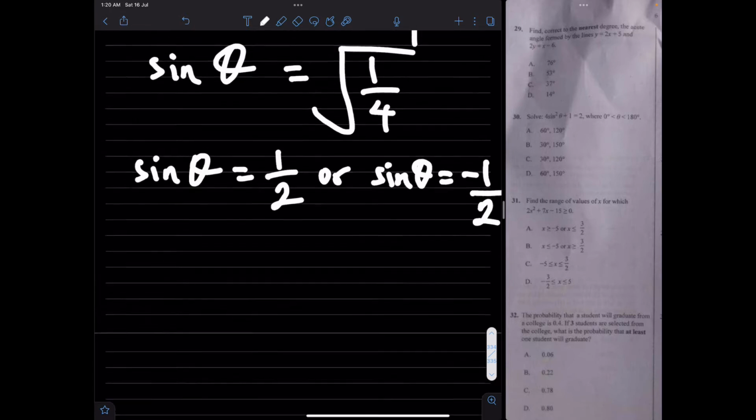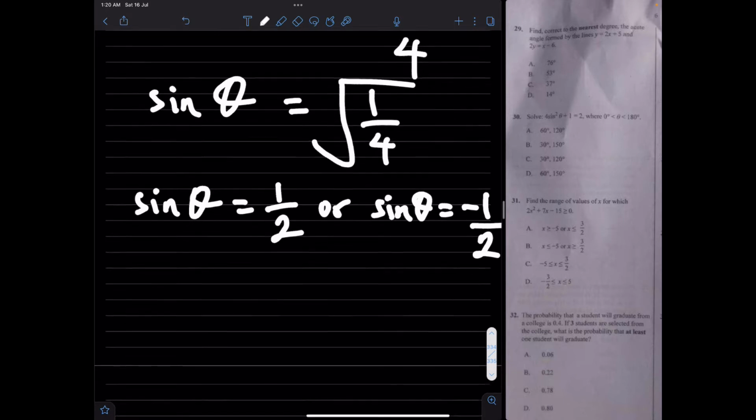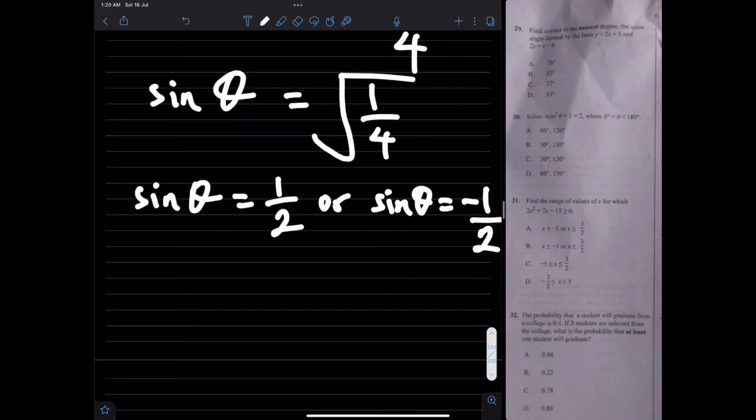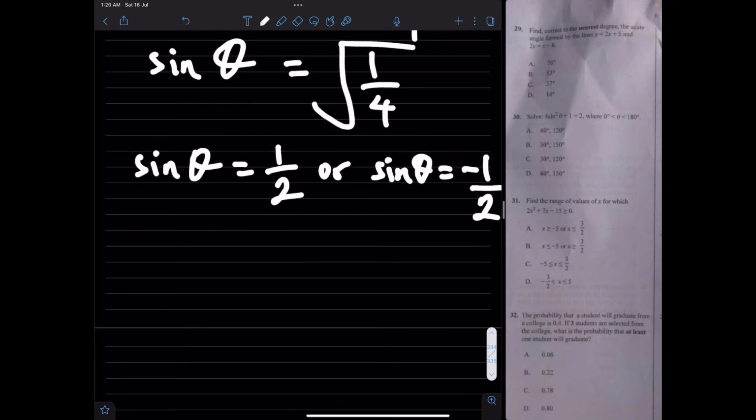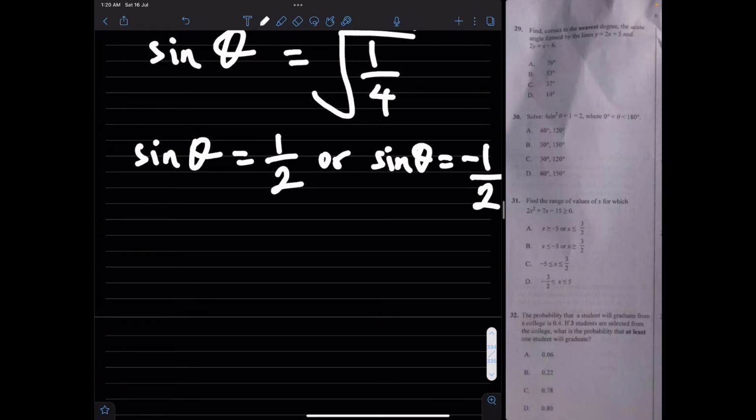Now, the question says theta is between 0 and 180 degrees. So we only consider the quadrants in which theta is between 0 and 180 degrees, and that's going to be the first and second quadrants. So the values of theta that satisfy this equation are the ones in the first and second quadrants.